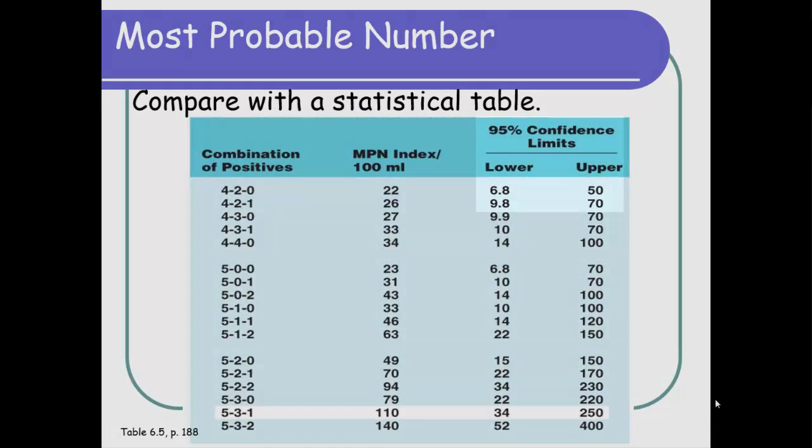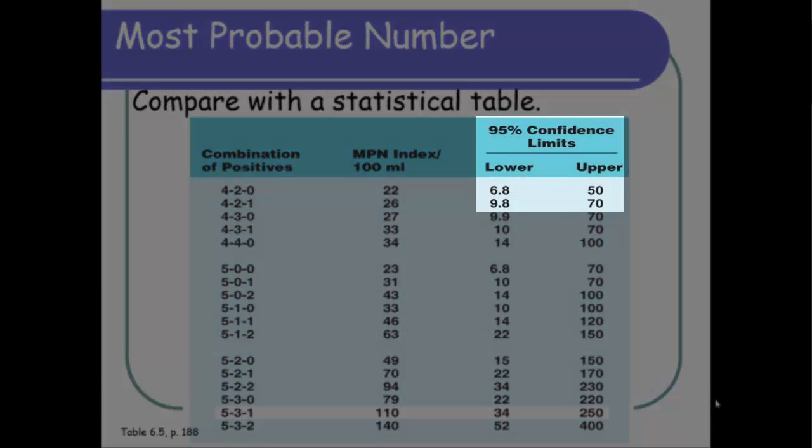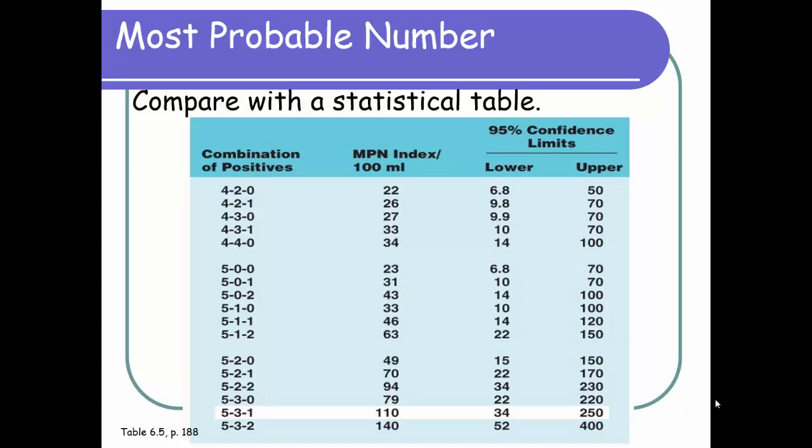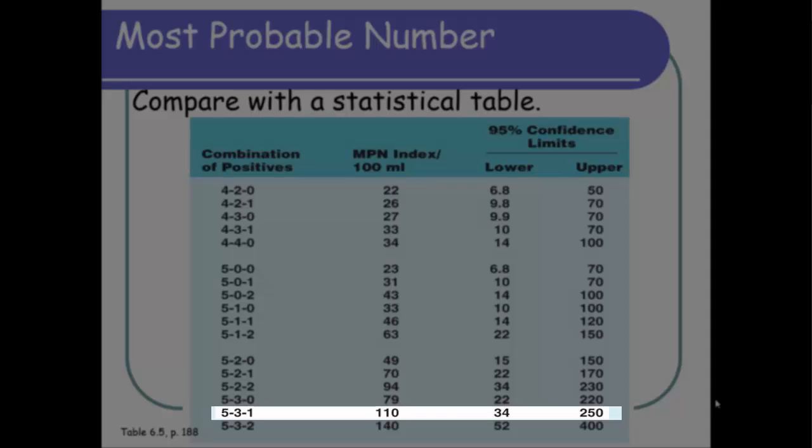Now you'll notice that there's a 95% confidence limit here of 9.8 to 70, meaning that there could be anywhere from 10 bacteria per 100 ml to 70. That's a pretty wide range. However, 95% of all those samples that have a 4-to-1 combination will have 26 bacteria per 100 ml. So we can say with 95% confidence that we have 26. If we had a 5-3-1 combination, we would have 110 bacteria per 100 ml.